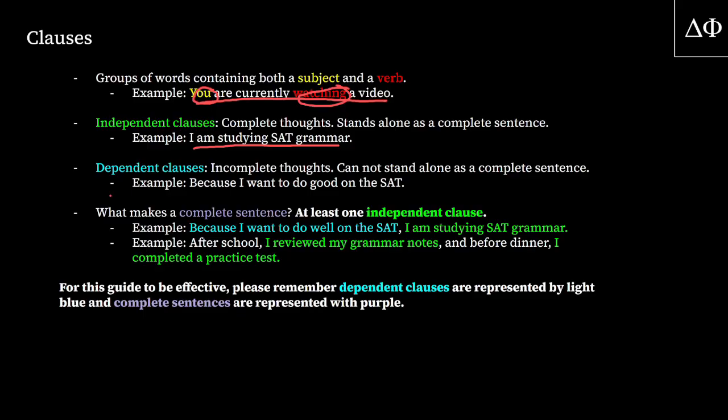So what makes a complete sentence? You need at least one independent clause. So look at this first example. This is a dependent clause, and this is an independent clause. These are mixed together, and they have at least one independent clause. This is a complete sentence. Look at this one as well. There are two independent clauses in there, so this is also a complete sentence. For this guide to be effective, please remember these colors. Please remember that the dependent clause will be represented by light blue, and complete sentences will be represented by purple.